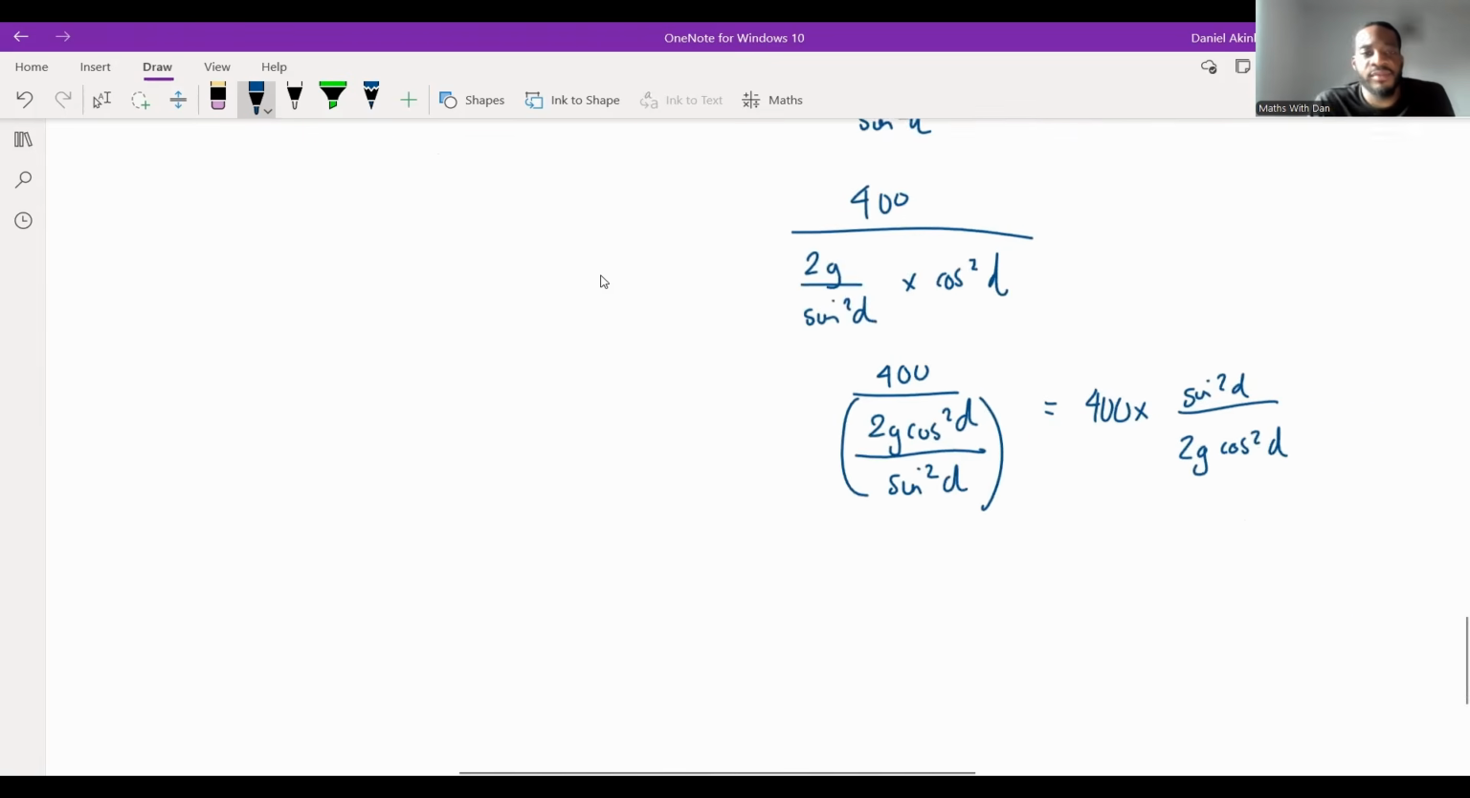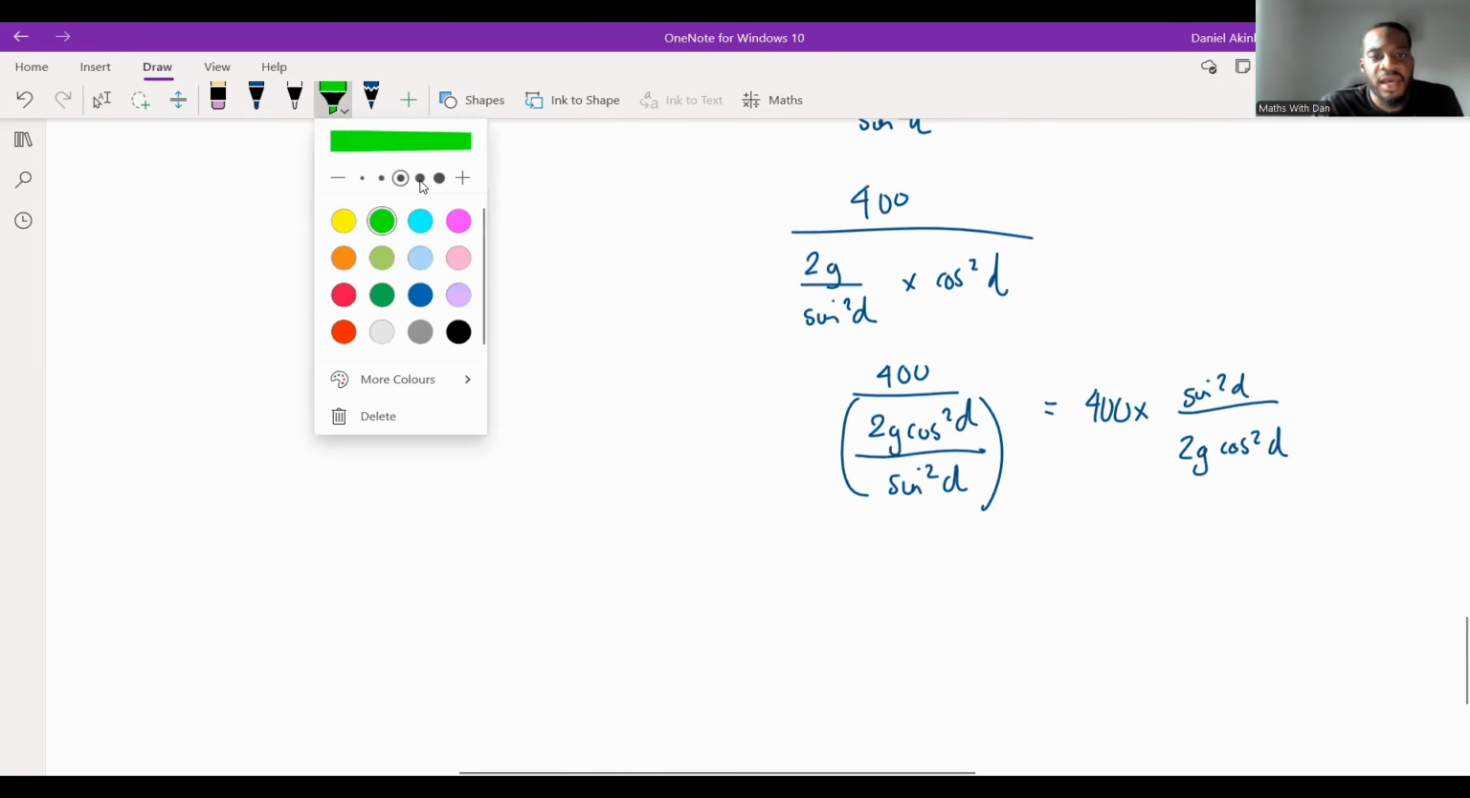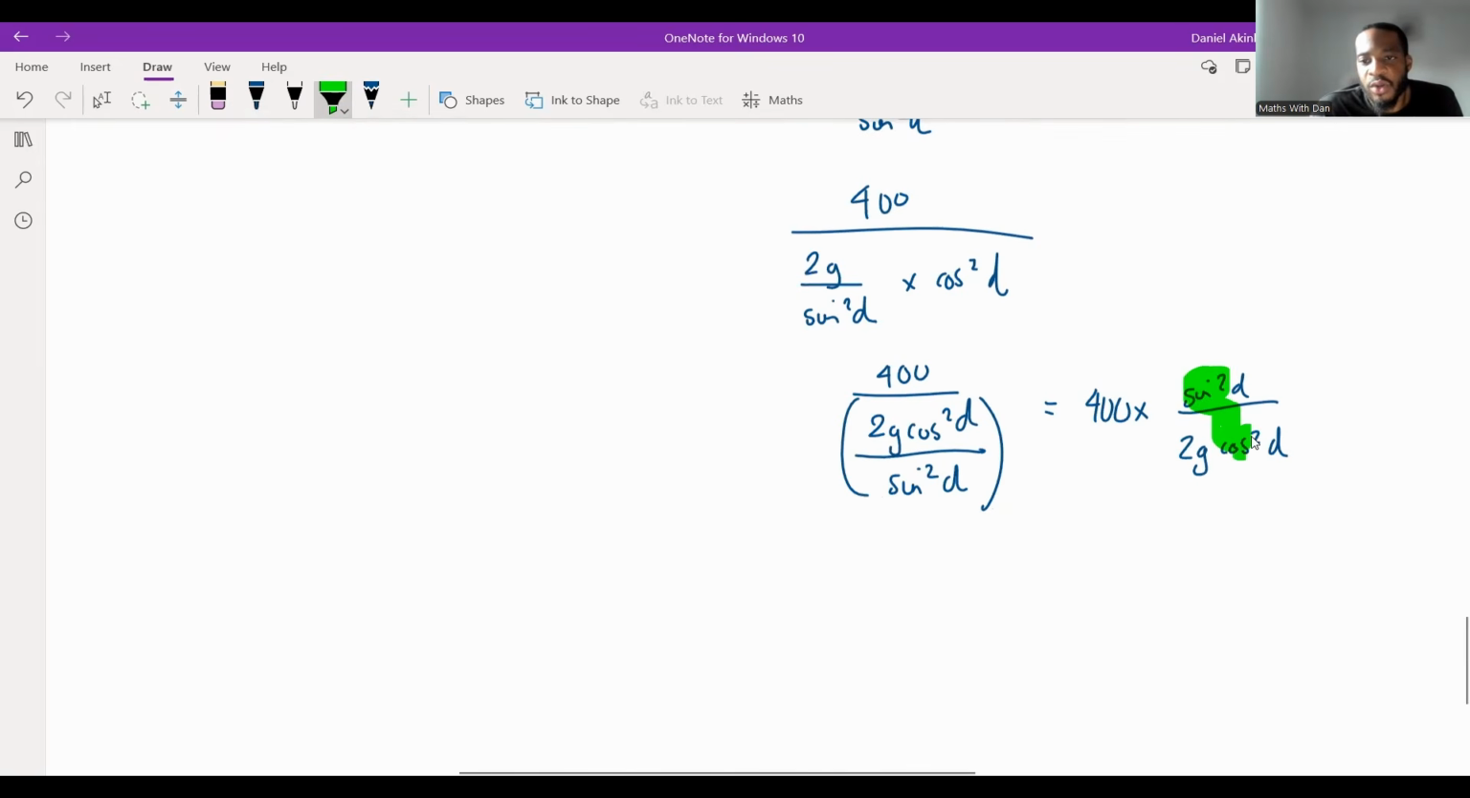And then I could say that sine squared over cos squared is tan squared. And then I've got 400 over 2g, which is just going to be 200 over g. So in green, that's going to be a tan squared alpha, and then 400 over 2g, which is just 200 over g. Does that make sense, guys? We happy with that?